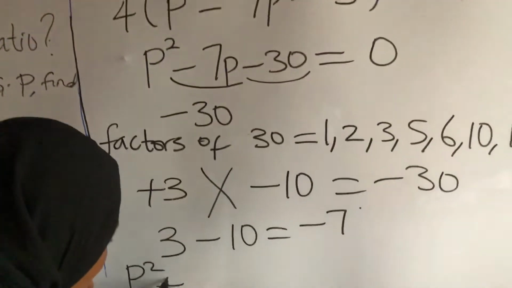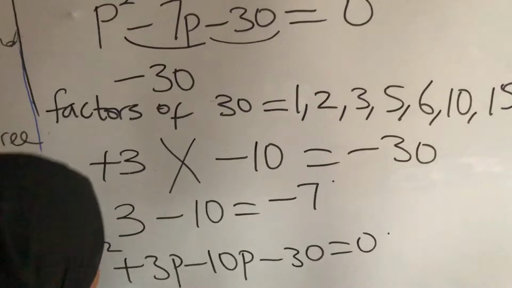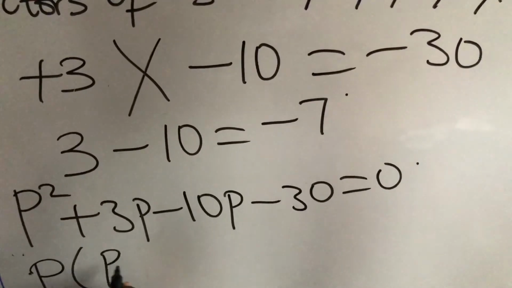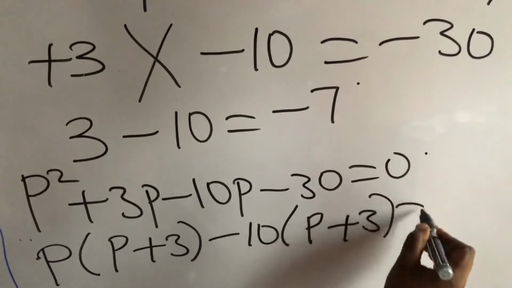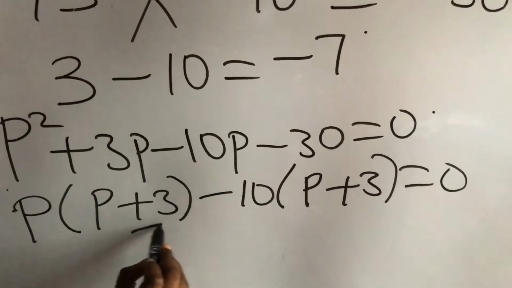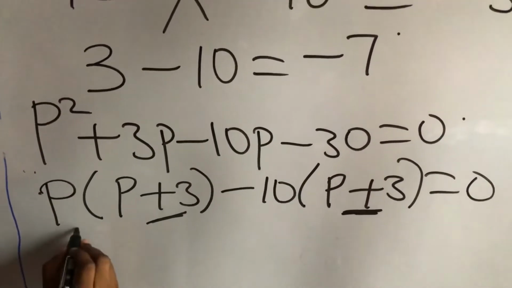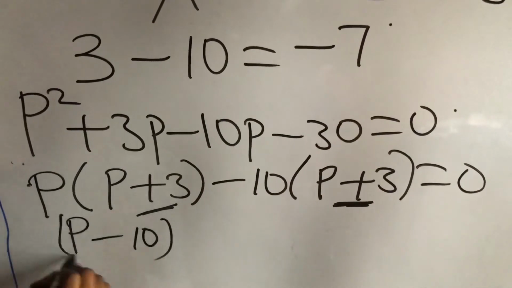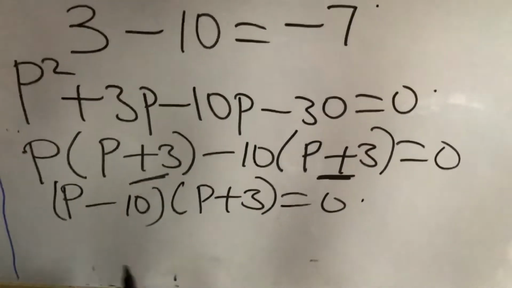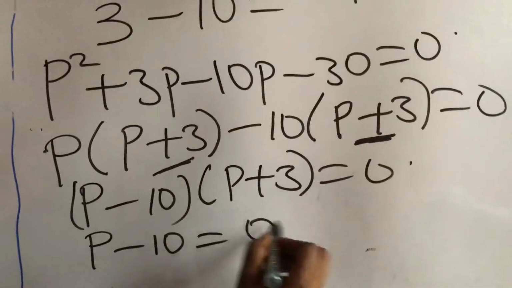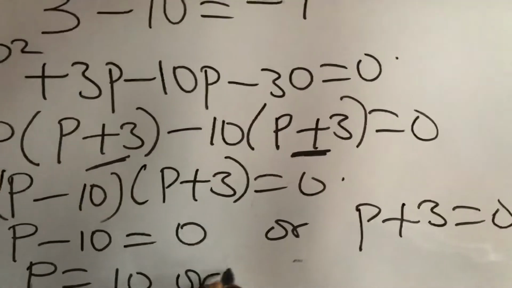So p squared plus 3p minus 10p minus 30 is equal to 0. So take p out, we have p plus 3, minus 10, we have p plus 3, everything is equal to 0. So in one of my videos, I told you that if the ones inside the brackets are not the same, that means you are wrong. But since we have the same thing, that means we are correct. So we now say p minus 10, then you take one of the ones inside the brackets, that is p plus 3. Everything is equal to 0. So we can now say that p minus 10 is equal to 0, or p plus 3 is equal to 0. So from here, p is equal to 10 or p is equal to minus 3.